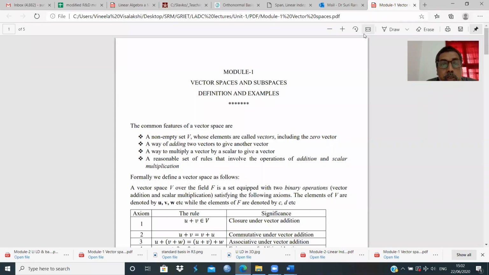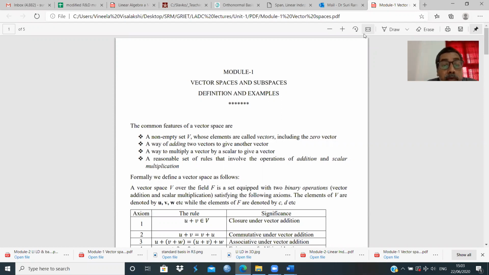Welcome to this lecture on vector spaces and a brief introduction to subspaces. So let's first try to understand what a vector space is. The common features of a vector space are there must exist a non-empty set V whose elements are called vectors. This set should also include the zero vector.